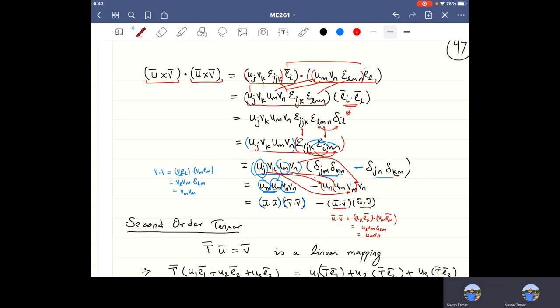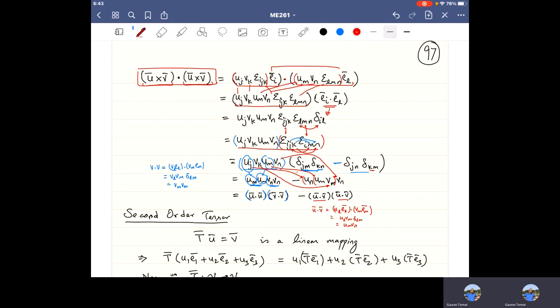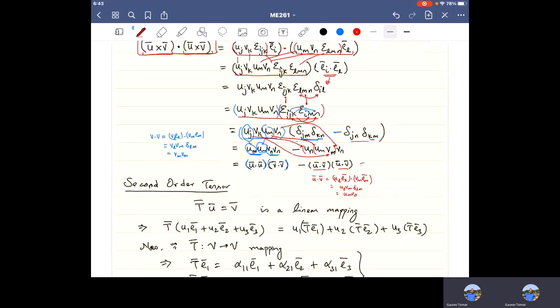So finally, what we have shown is that the dot product of a vector obtained by the cross product of two vectors with itself can be written in this form. That's one of the identities that you can use. So this quantity is nothing but u cross v dotted with u cross v. So the magnitude of a vector that you get by cross product depends on the norm of u, the norm of v, and u dot v.